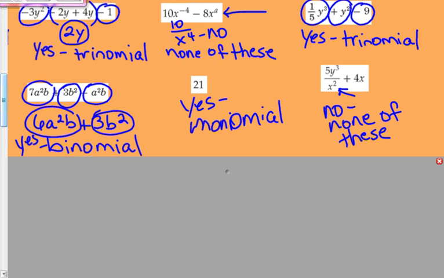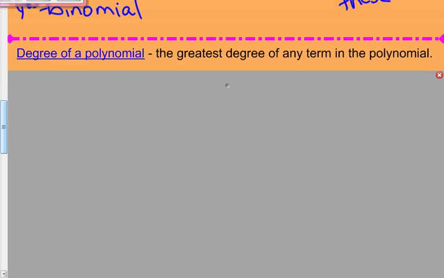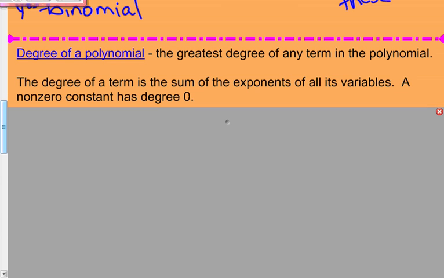All right, let's go to the next section that you're going to see, the degree of a polynomial. Now, these are kind of easy, but you got to understand what it's saying. The degree is the greatest degree of any term in the polynomial. Now, I don't know what a degree is. Let me keep going. The degree of a term is the sum of the exponents of all its variables. So all you're going to do is look at the exponents of the variables and add them up.